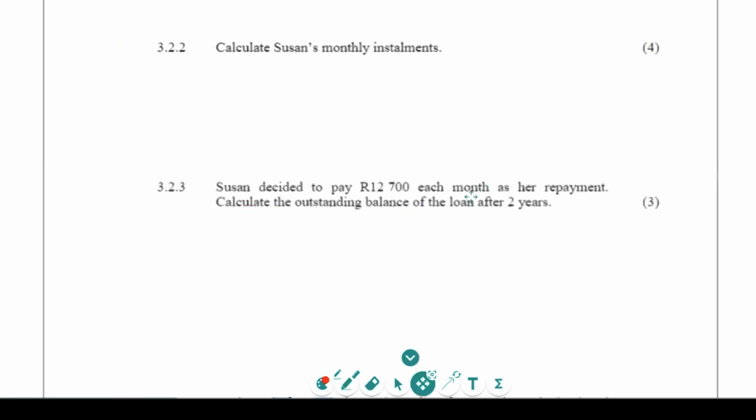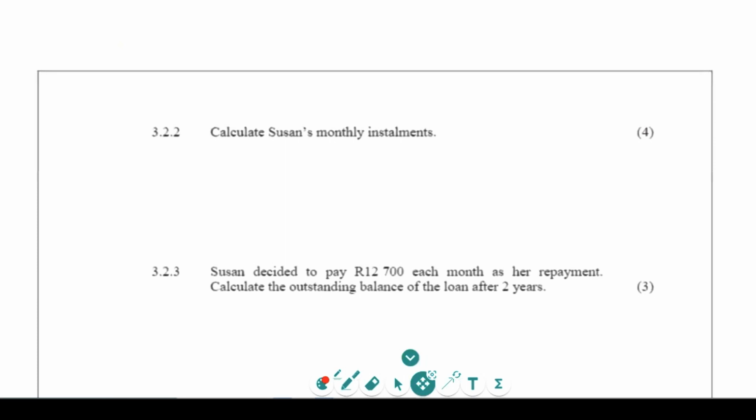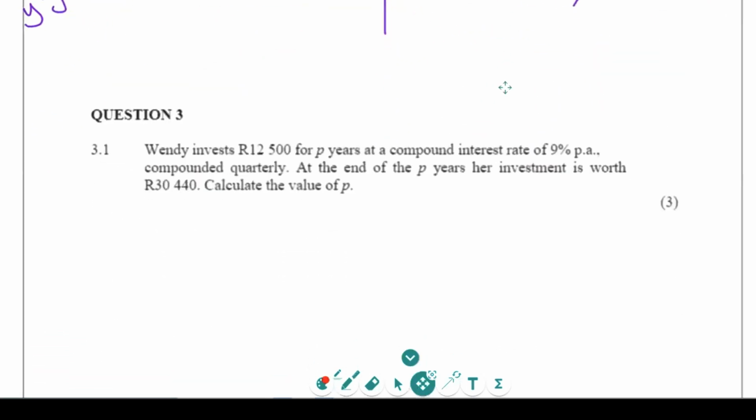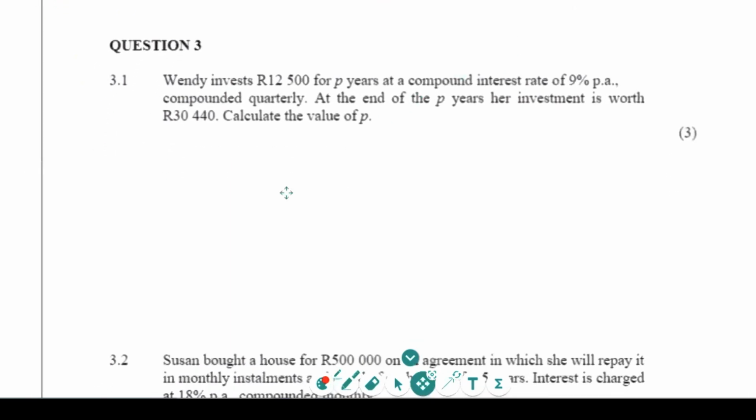With question 3, we're being told that Wendy decides to invest 12,500 for a number of years that we don't know, at a compound interest rate of 9% per annum, compounded quarterly. And then at the end of those years, our investment is worth this much. Calculate the value of P.